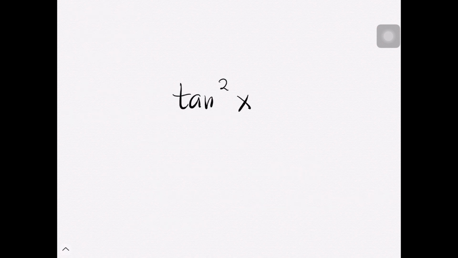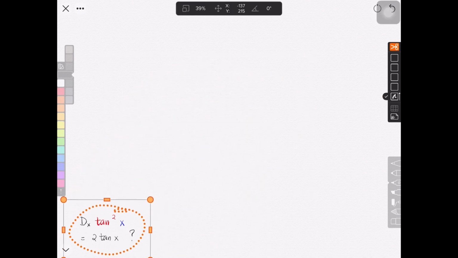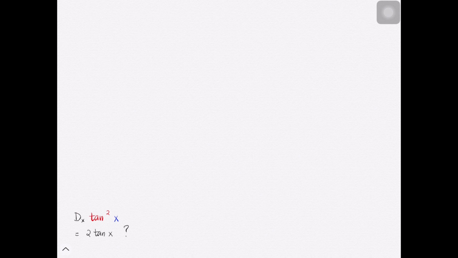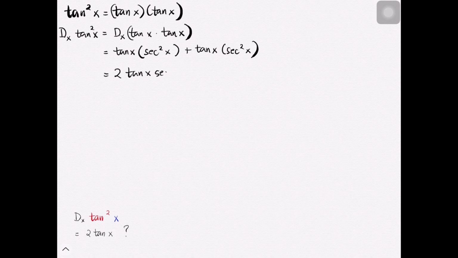How about for this function? Do you think its derivative would be 2 tan x? Let's have some verifications. Notice that when we say tan squared x, this is the same thing as tan x times tan x. And so to get its derivative, we can actually use product rule. Clearly, we have different answers here. Therefore, you shouldn't use power rule in getting the derivative of tan squared x.